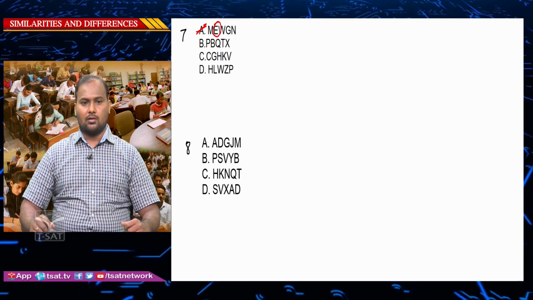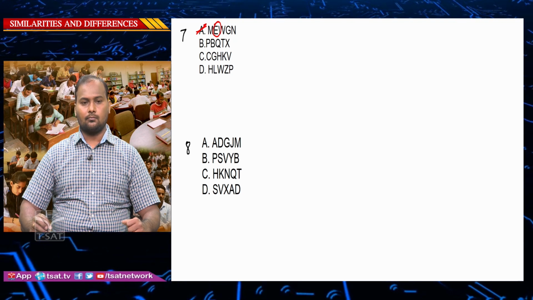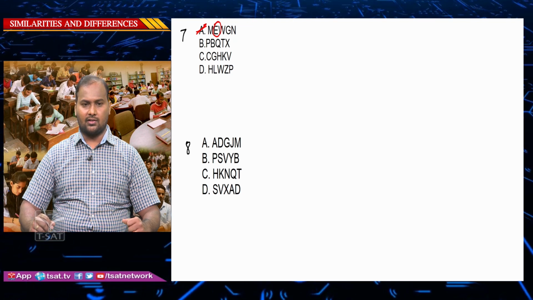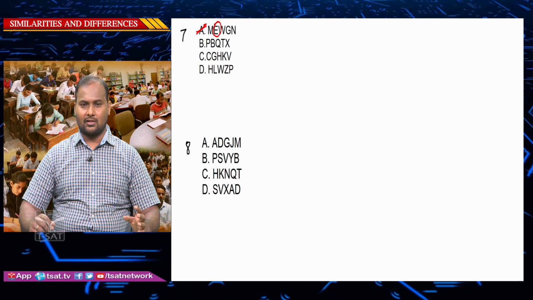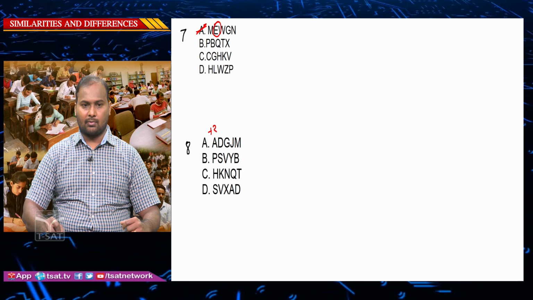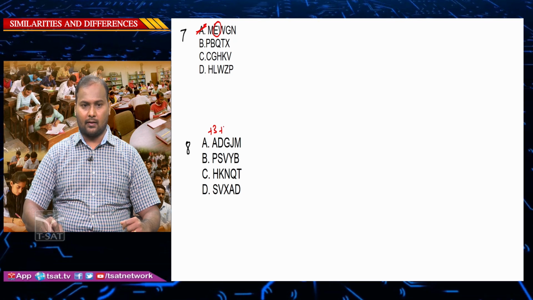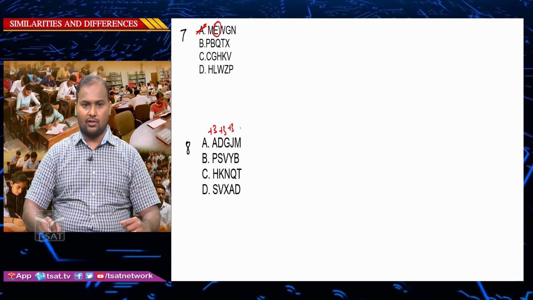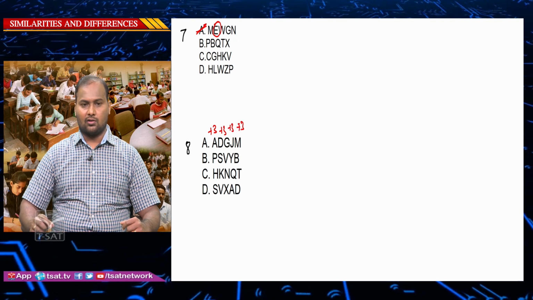Okay, next question. In the next question also, try to observe the range of numbers: A, D, G, J, M. There is a consecutive increase here. A to D, increasing by plus 3, D to G, increasing by plus 3, G to J, here also increasing by plus 3, J to M, increasing by plus 3. So what is the pattern?